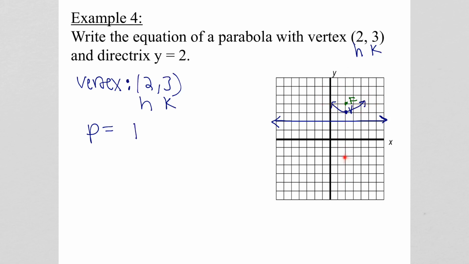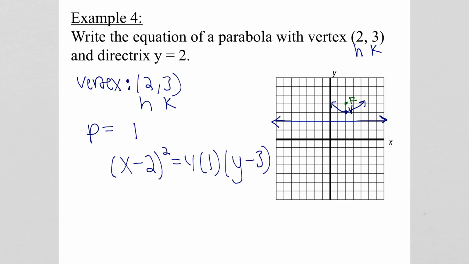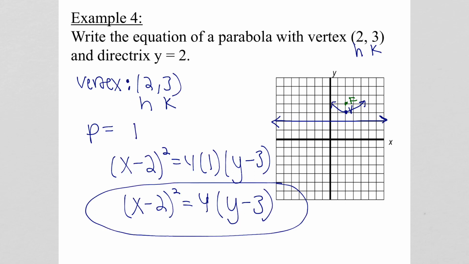What that means is our parabola opens up. That means it has a vertical axis of symmetry, and if it has a vertical axis of symmetry, you start with x minus h squared. So we are going to write x minus 2 squared using our formula equals 4 times p, which is positive 1, times y minus 3. That's y minus k. And to simplify this, we'll leave the x minus 2 squared here. 4 times 1 is 4, and then times y minus 3. This is the standard form equation of the parabola.